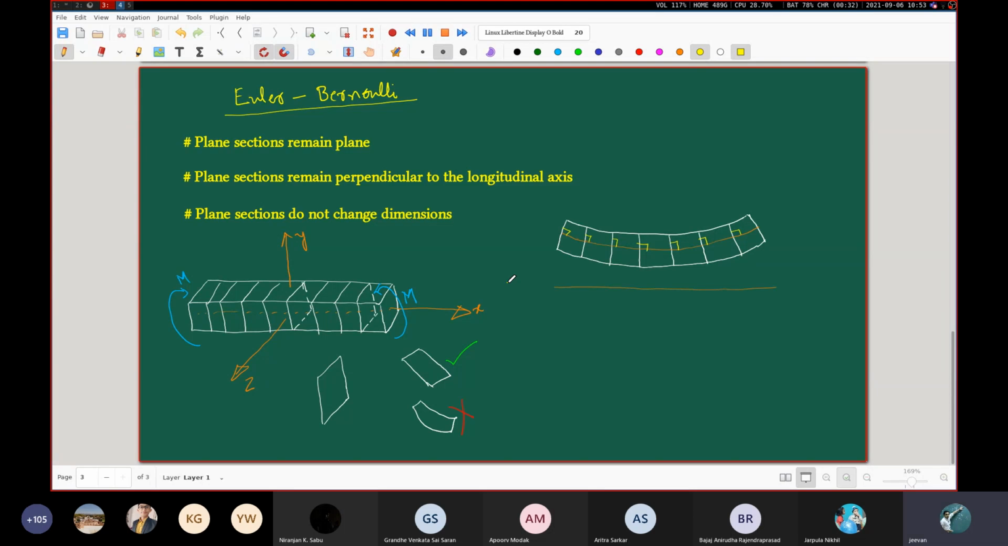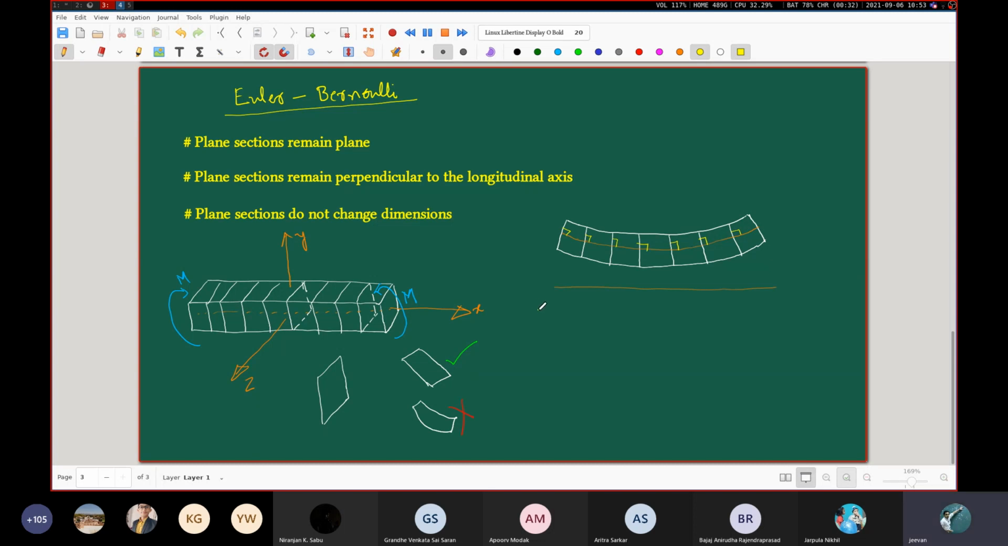Okay, now with this, you tell me something. What do you think is the implication of this statement, plane sections do not change dimensions, with respect to the strains? Because whenever we are talking about deformations, we have to start thinking about strains, the various strain components, because they capture the deformed state of the body. So what I want to do right now is to think about the implications of these statements as they pertain to the various strain components.